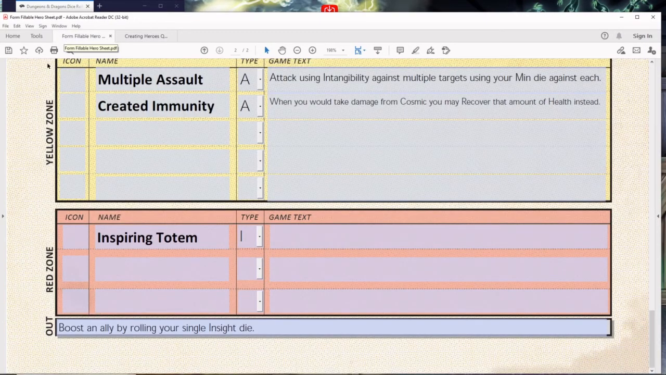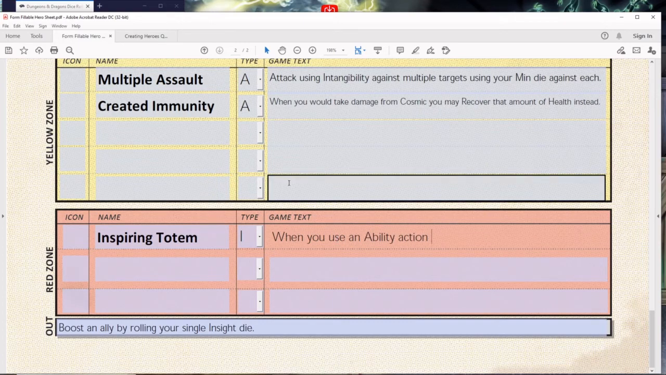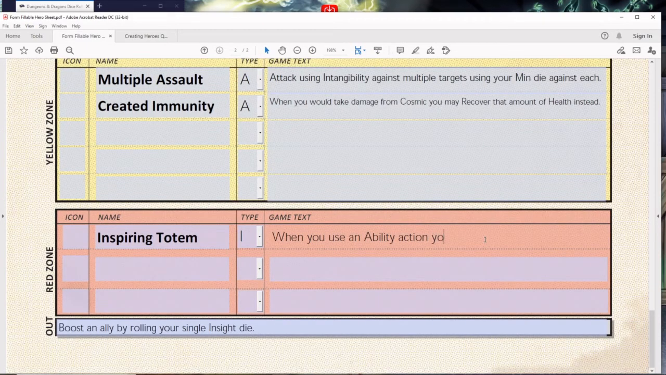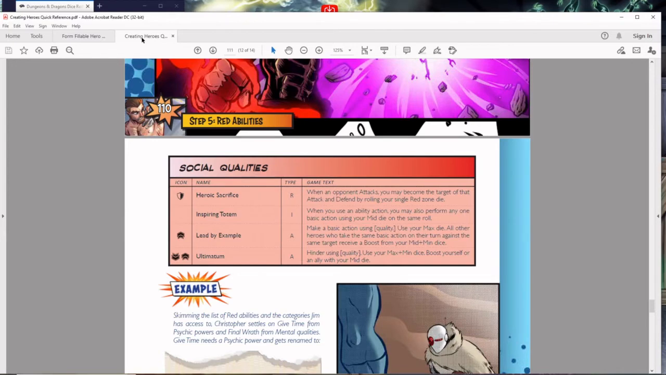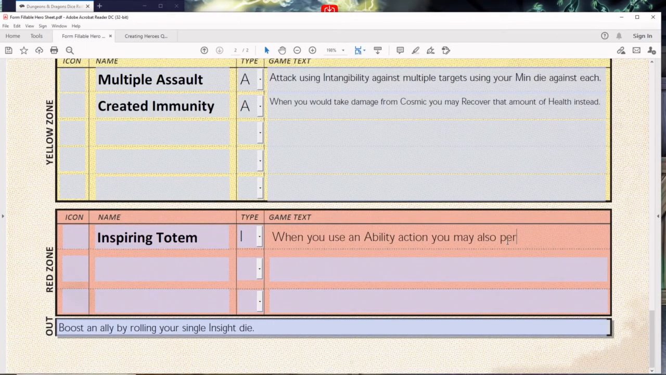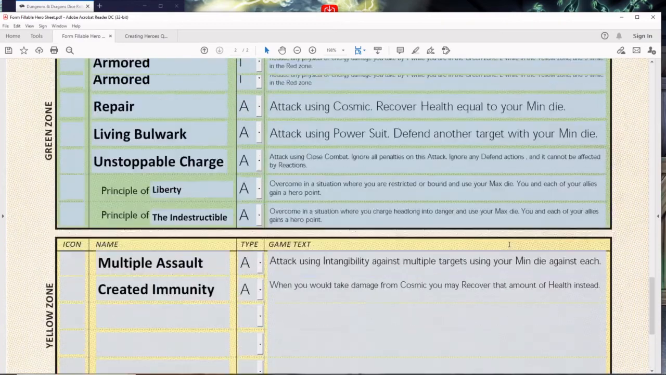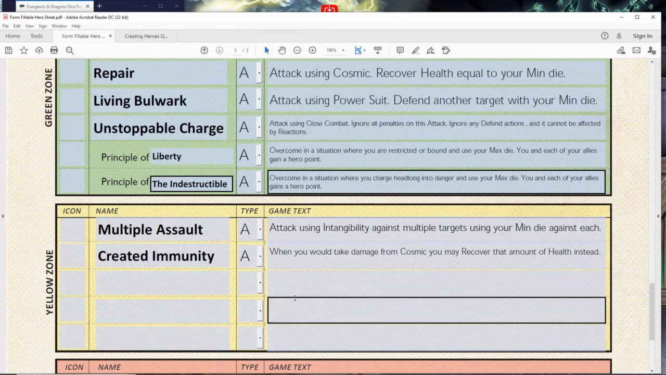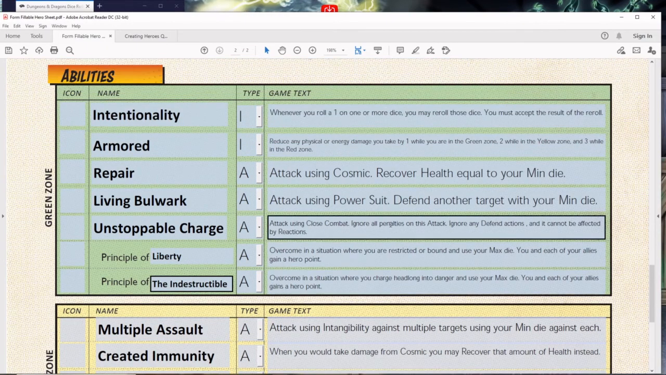Right. So this isn't something that happens with a basic action. It's when you use an ability action, not a basic action, an ability action. You may also, try to get the wording right, perform any one basic action using your mid die. This also makes it interesting with the principles because these are ability actions, which means I can overcome and attack in the same action now using the principle, or overcome and defend, or overcome and boost, or you cannot do overcome and health because recover is not a basic action.